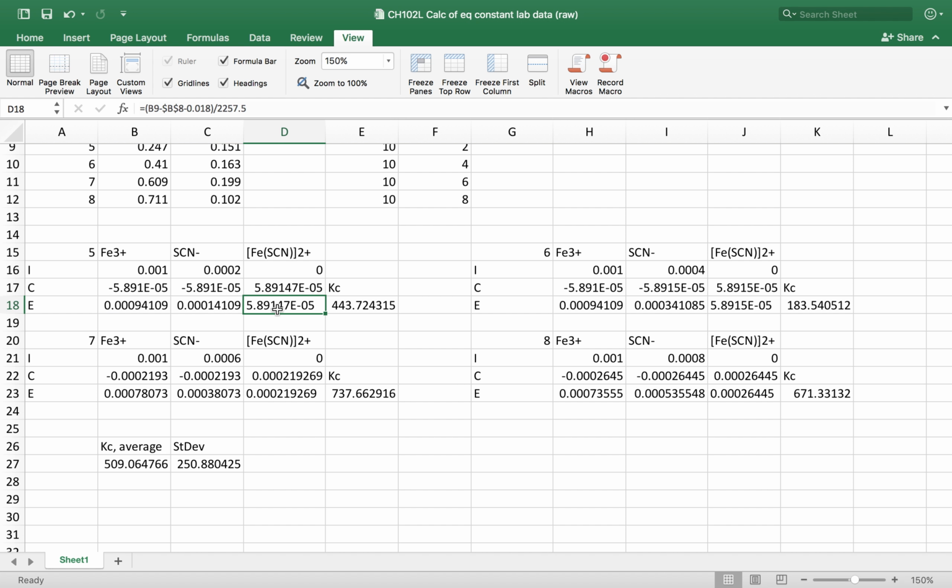So here we have 3 concentrations at equilibrium, and the equilibrium constant is this concentration divided by this concentration times this concentration. Okay, so this is our product. These two are our reactants. Products divided by reactants, everything has a stoichiometric coefficient of 1, so you don't have to worry about raising to any powers, and that's where I calculated my equilibrium constant. So if you look here, I have product, D18, divided by reactant times reactant, and that's my equilibrium constant, 443.72.